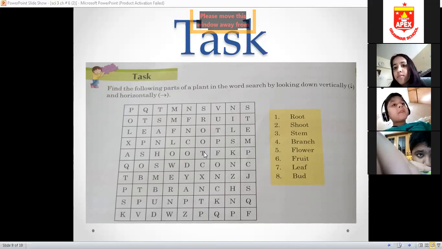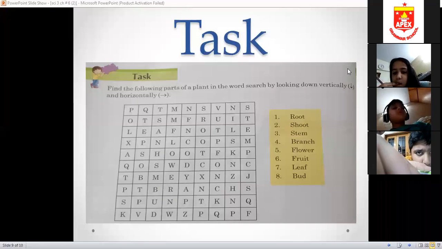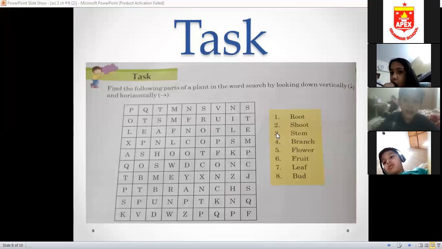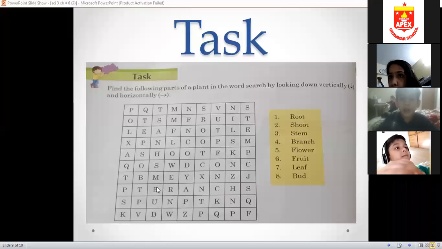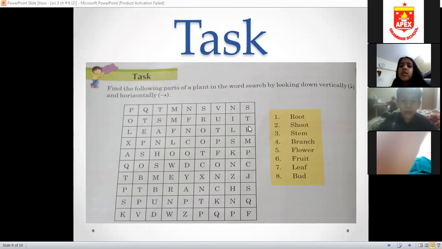Yes, Ayat, have you seen the stem? Oh yes, I found it. Teacher, yes, I found it. Okay, you can tell us where the stem is. Unmute yourself. Teacher, this. Where? The last line, first four letters. In the last line, first four letters? Right. Here is a stem. Good.